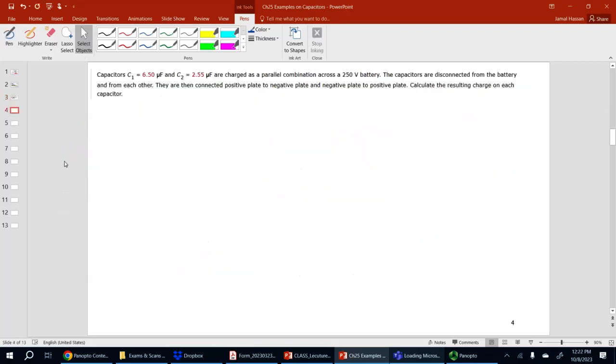Okay, this question is, we have two capacitors, C1 6.5 microfarad and C2 2.5 microfarad, charged as a parallel combination across a 250 volt battery. The capacitors are disconnected from the battery and from each other. They are then connected positive plate to negative plate and negative plate to positive plate. The question asks us to calculate the resulting charge on each capacitor.